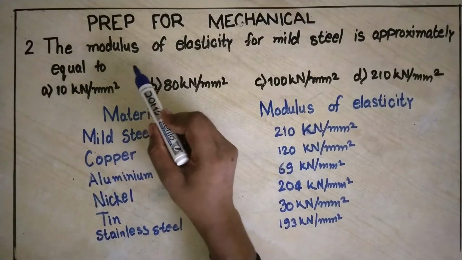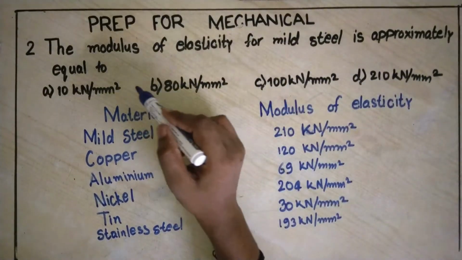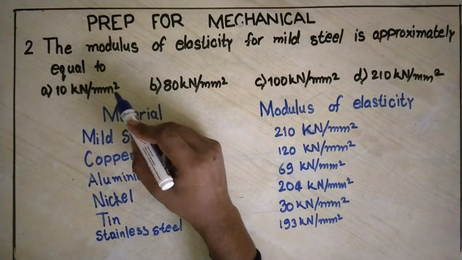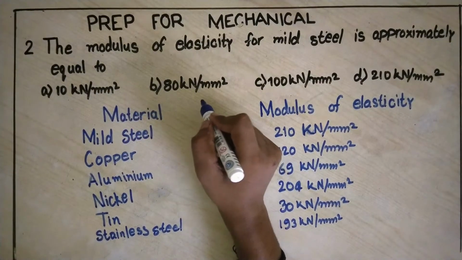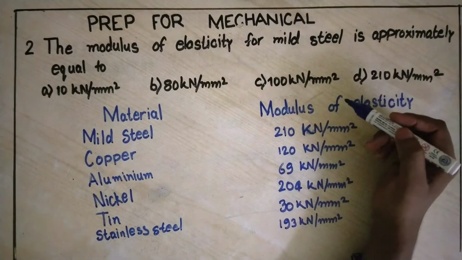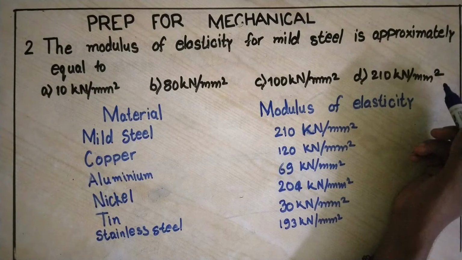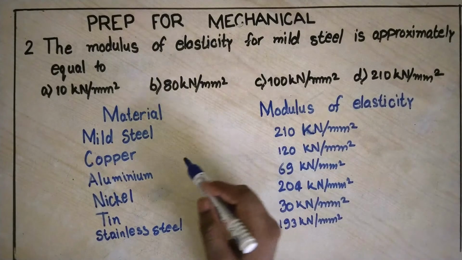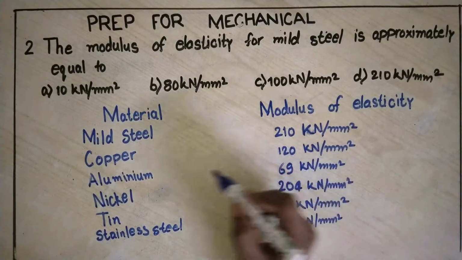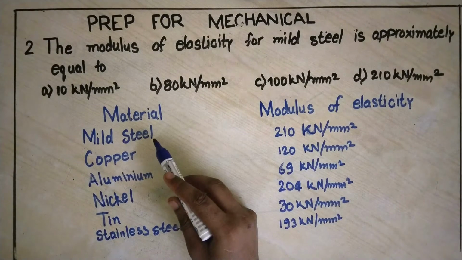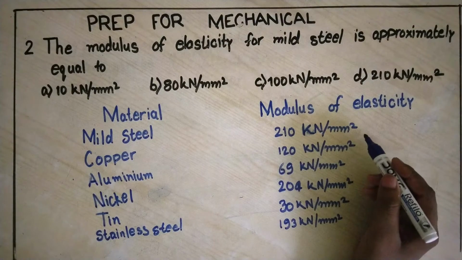Our next question is: the modulus of elasticity for mild steel is approximately equal to, and the options are 10 kilonewton per millimeter square, 80 kilonewton per millimeter square, 100 kilonewton per millimeter square, 210 kilonewton per millimeter square. Here is the list of materials with modulus of elasticity. We can see here, for mild steel the modulus of elasticity is 210 kilonewton per millimeter square.